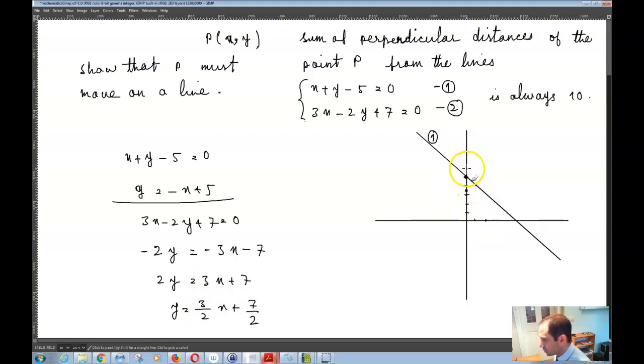So basically, I add a couple more points over here. 3 halves means that you have 2 units of horizontal.